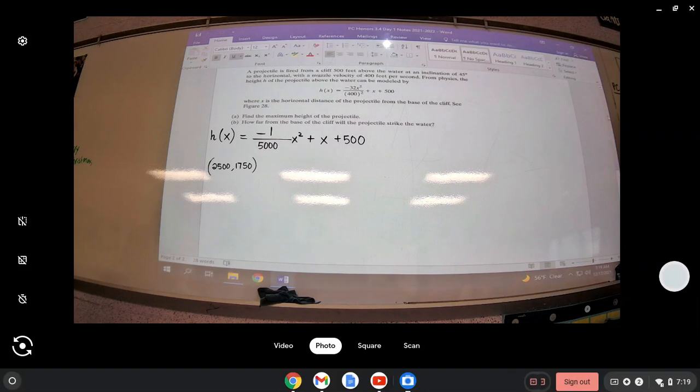All right, so we left off with the projectile problem from yesterday. I didn't hand it out yet. You don't need it, just yesterday's notes. I had us start part A, where it said find the maximum height of the projectile.